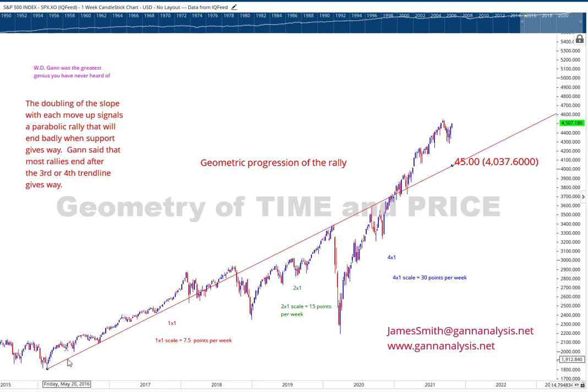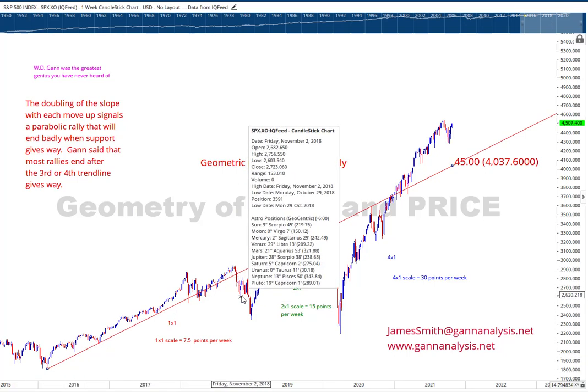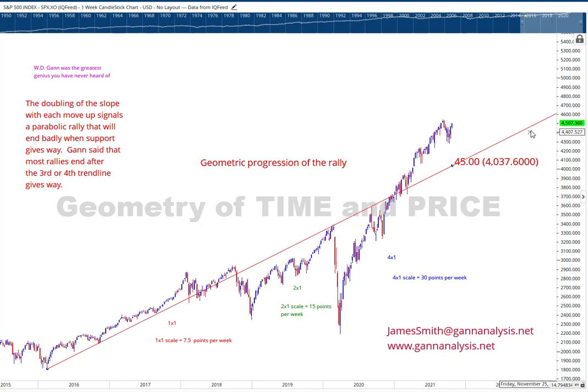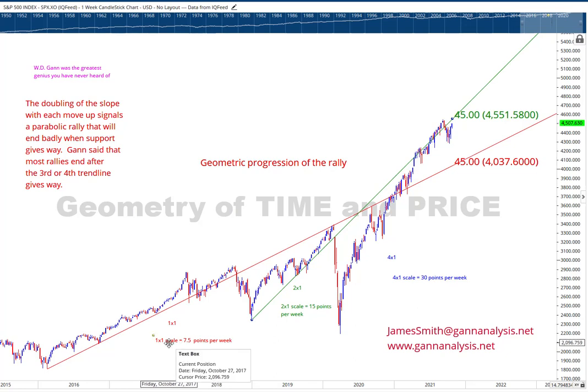We've got the 1 by 1. We rallied on the 1 by 1. When you closed below it, you sold off, but the rally wasn't over because then you continued higher on a 2 by 1, which is twice the slope of the 1 by 1. So if by definition a 1 by 1 we move up 7.5 points per week, then a 2 by 1 would be 15 points per week.